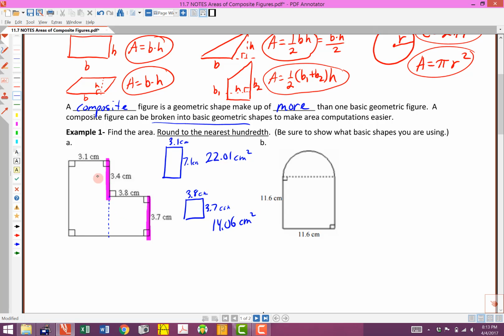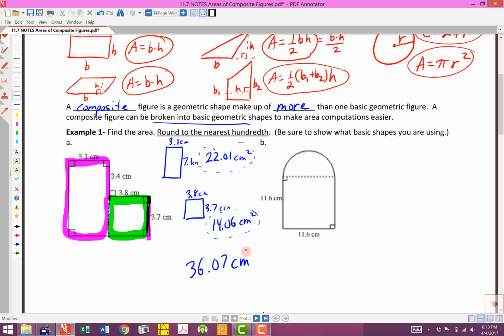So if you stop and think, we found this area right here. Then we found this area. I'm going to change colors here. We found that area right there. And what we're going to do is add the two of those together. So I'm going to take this answer right here and this answer right here. We're going to add those together. And if you add those together, we end up with 36.07. So notice that we're already accurate to the nearest hundredth, centimeters squared. So there's a perfectly good answer.